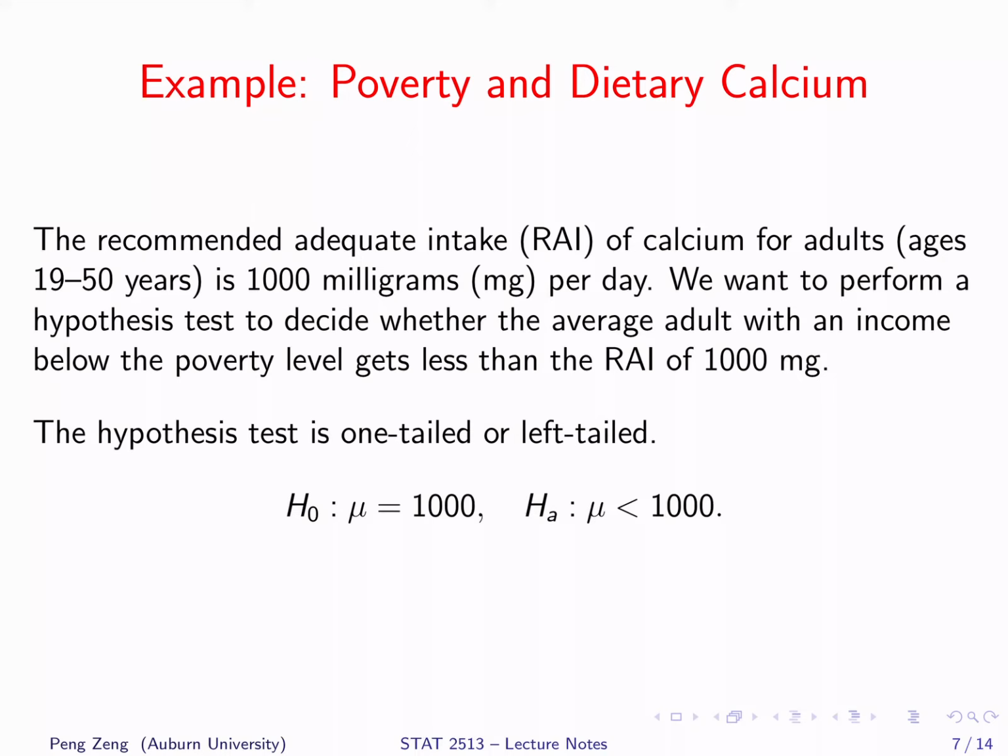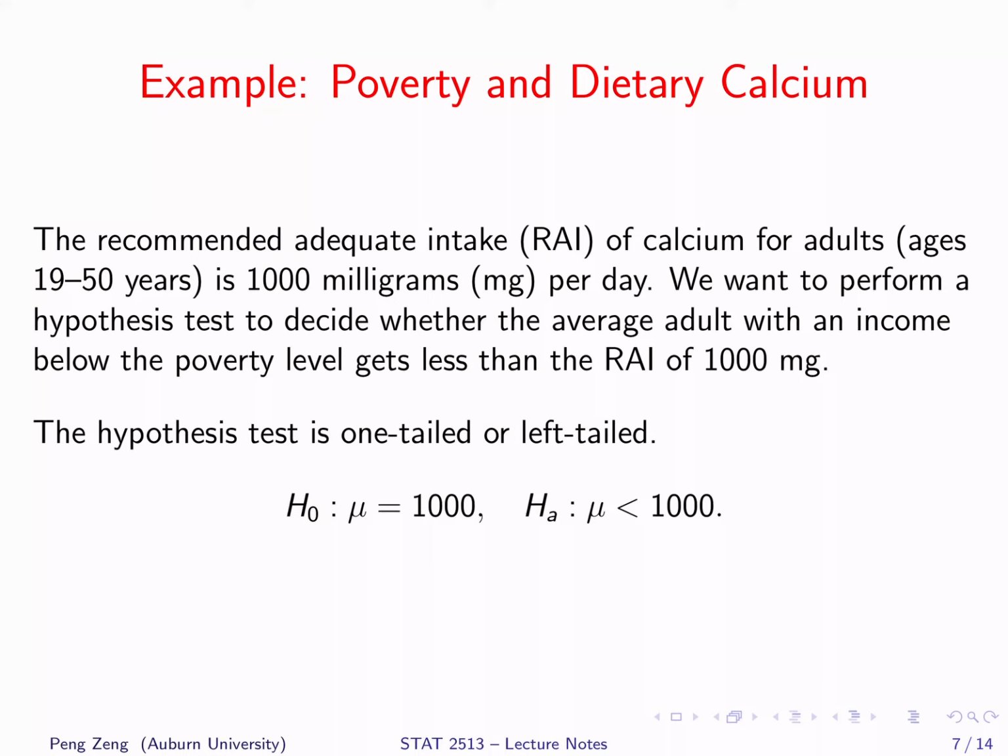Let's summarize the three examples. The null hypothesis always uses the equality sign. For the alternative hypothesis, it depends on our knowledge of the application. If both a larger or smaller value may happen, we use a two-sided test. If only either a larger or smaller value may happen, we use a one-tailed test.